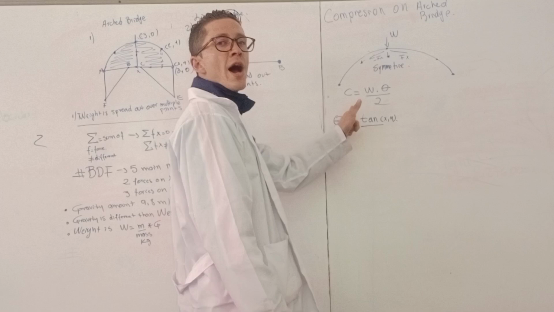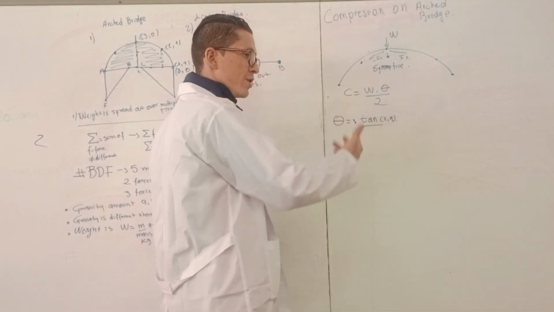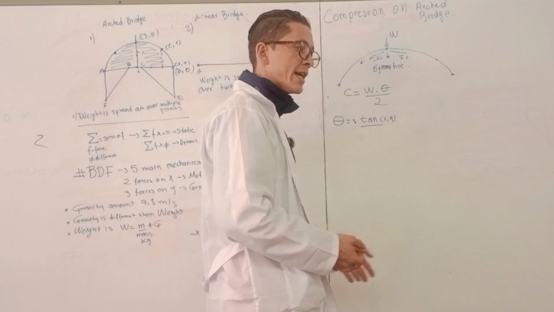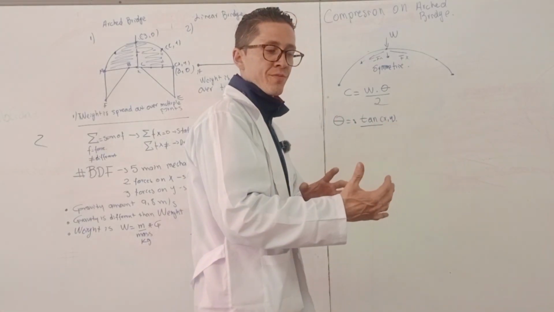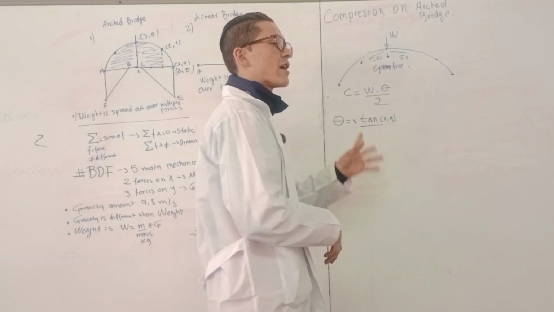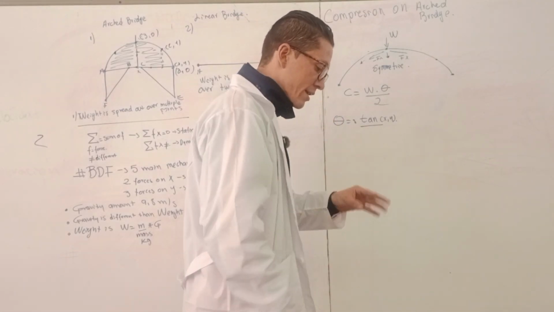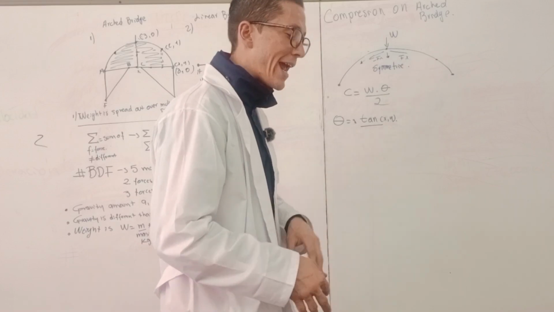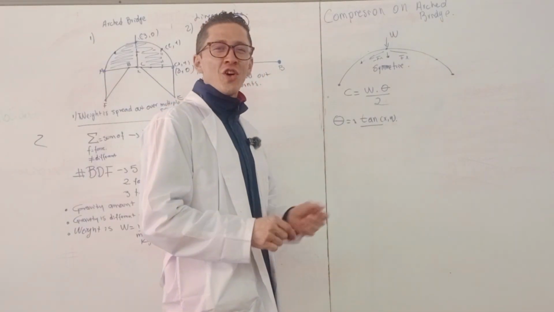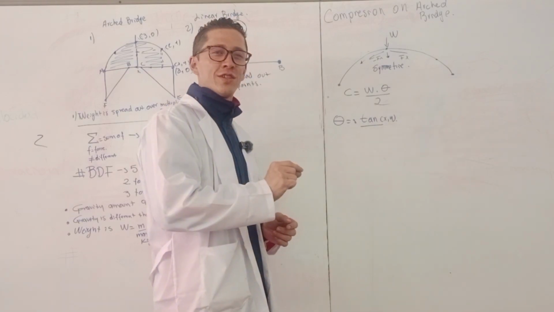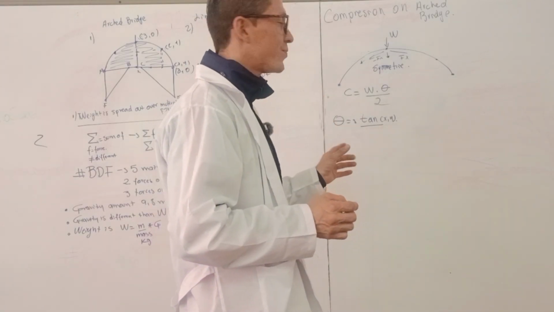Ah, teacher, that's why the compression equation is saying that an arched bridge is decreasing the load. Please hear me out: the arched bridge is decreasing the load that is on an arched bridge.